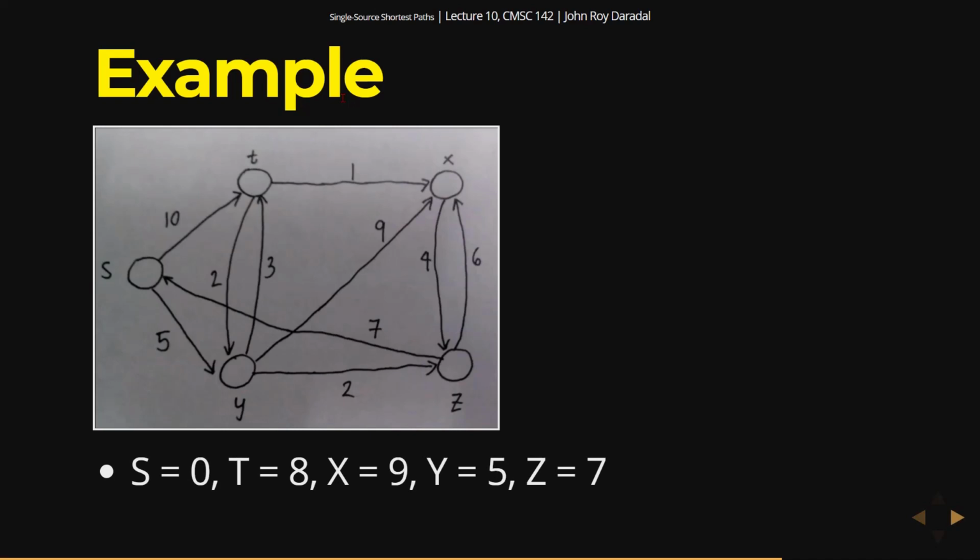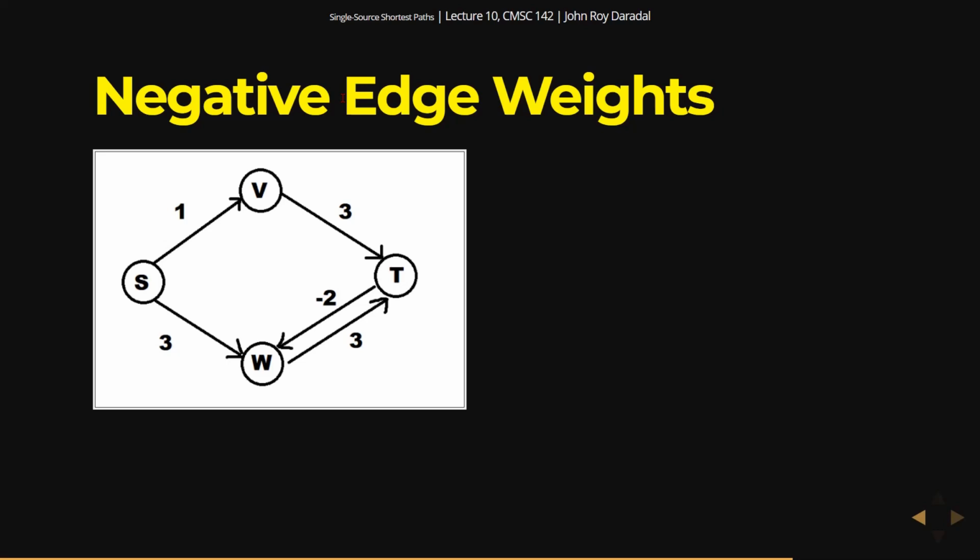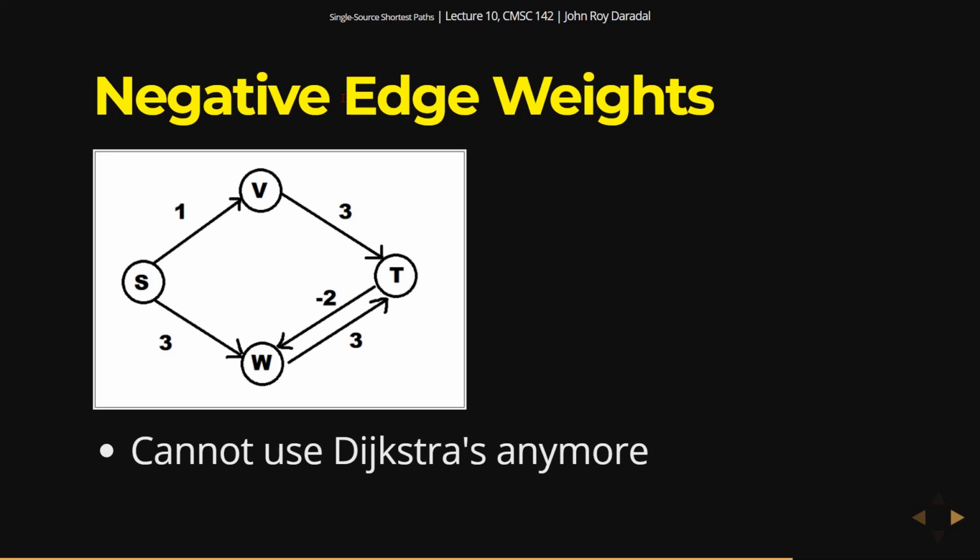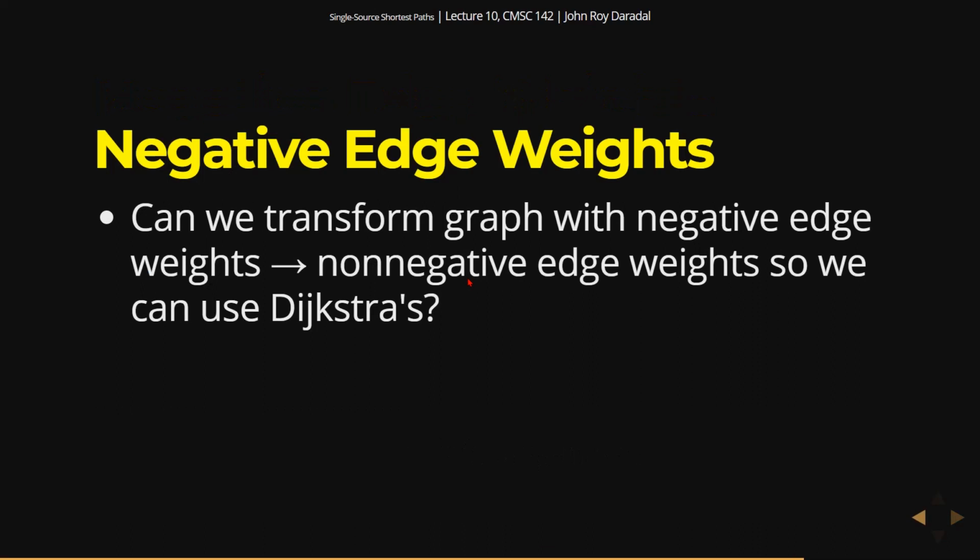Okay. So now, if we have negative edge weights, however, we cannot use Dijkstra's algorithm anymore. So for this graph, we cannot use Dijkstra's because there is a negative edge weight here from T to W. Now, maybe we can also do some transformation of the graph. So if the graph has a negative edge weight, can we transform it to make the edge weights non-negative so that we can use Dijkstra's? Okay, maybe we can do that.